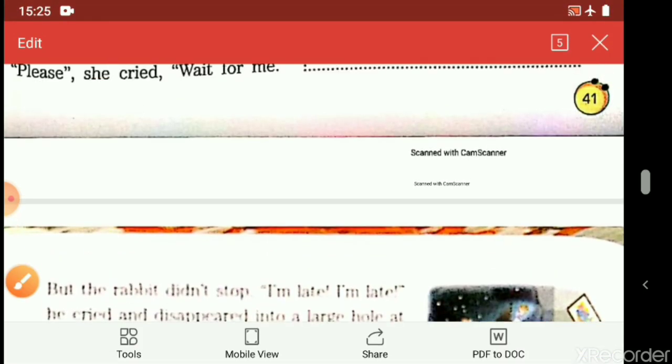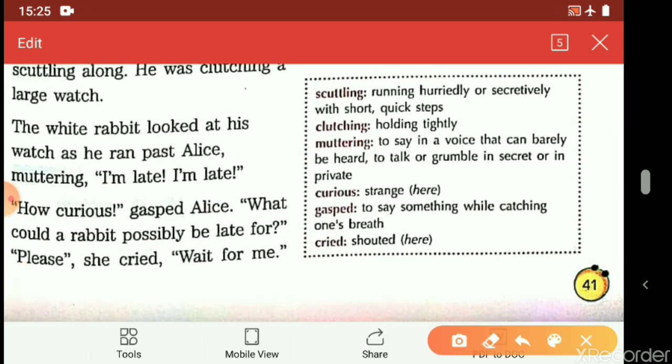Now, children, the next word is clutching. Clutching means holding tightly. The sentence on clutching is: He rolled onto his side, clutching a pillow in his arms.